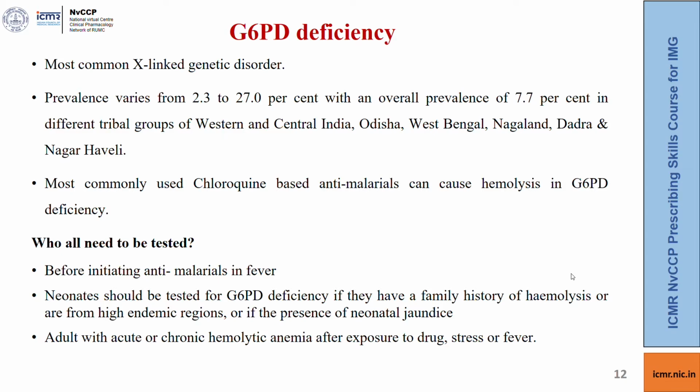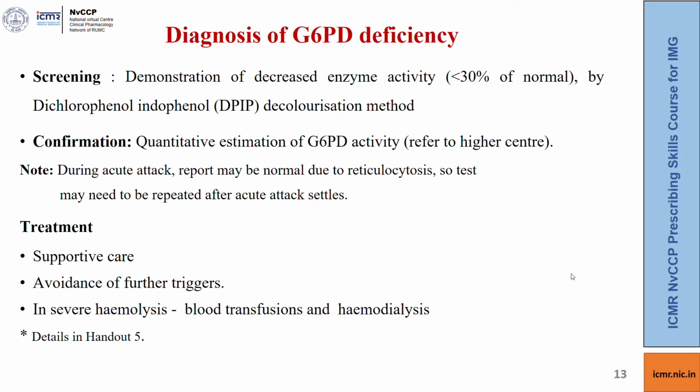Neonates should be tested for G6PD deficiency if they have a family history of hemolysis, or they are from high endemic regions, or if there is persistence of neonatal jaundice. In case of adults with acute or chronic hemolytic anemia after exposure to drugs, stress or fever, do check for G6PD deficiency. Screening for G6PD can be done by demonstration of decreased enzyme activity of less than 30% of normal by the dichlorophenol indophenol decolorization method, and the confirmation can be done by quantitative estimation of G6PD activity at a higher center. Please note that during an acute attack, the report may be normal due to reticulocytosis, so the test may need to be repeated after the acute attack settles.